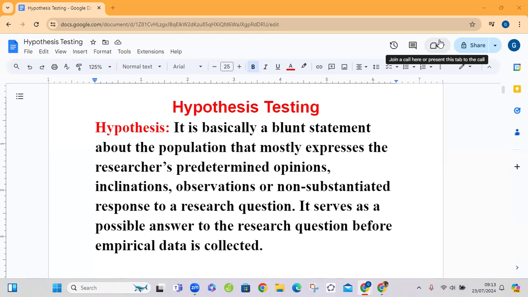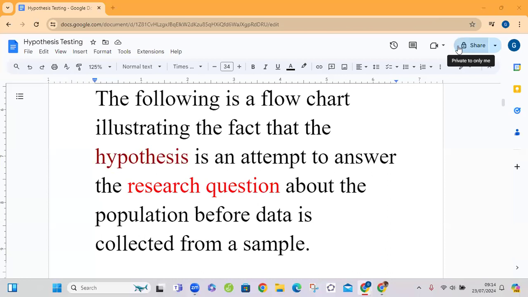So a research question must be posed about the population, and then you have a response, which is called a hypothesis, and then sample data has to be collected to prove or disprove that hypothesis. In other words, the hypothesis has to be tested to see if it is correct or not. The following is a flowchart illustrating that the hypothesis is an attempt to answer the research question about the population before data is collected from a sample.